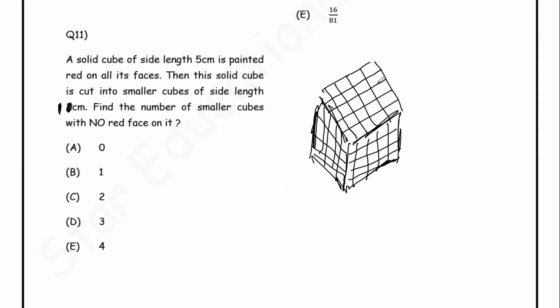So like that, we have 125 cubes forming. 25 on each floor, so there are 5 floors. Ground plus 4, or 5 total layers. 25 on each layer, so 125 cubes. And these are all painted red.